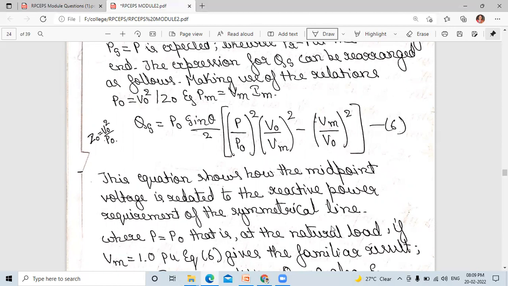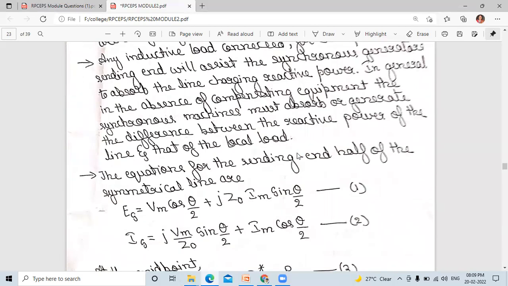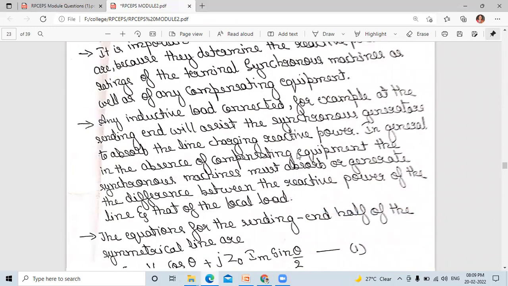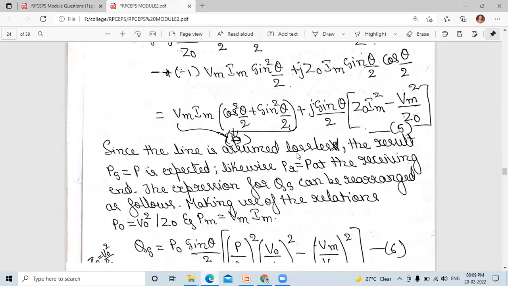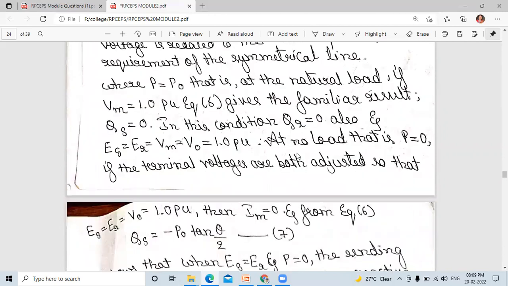So they have asked like that: how the midpoint voltage is related to the reactive power requirement of the symmetrical line. Till here you need to write the equations and also the sentences. If they ask for 10 marks, you need to write more sentences. If they ask for 8 marks, you can skip some unimportant sentences and start writing the equations. There are 6 equations you have, and if you write them with the example, that's more than enough.